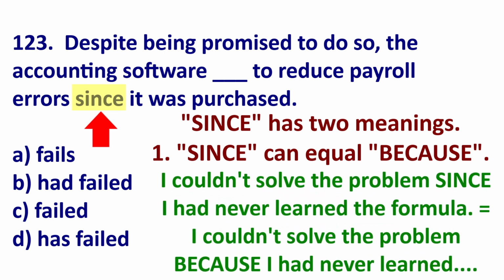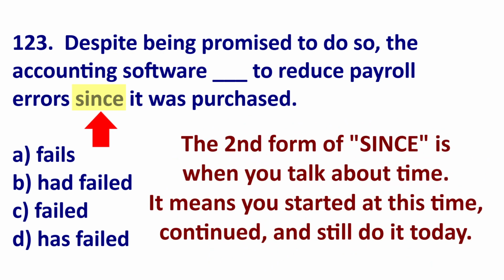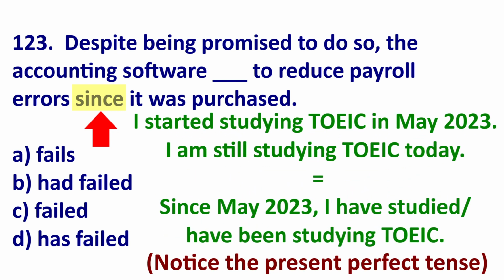So that's because. Or I couldn't solve the problem since I had never learned the formula. Since here equals because. The more common way to use since is to talk about time. To say it started at this point and still exists or continues today. For example, I started studying TOEIC in May 2023. That's not true, but I started studying in May 2023. I still study now. So in May 2023, I start, then I study, and today I still study. So this is talking about the past until now. So I can say, since May 2023, I have been studying for TOEIC or I have studied for TOEIC. Notice I am using present perfect.